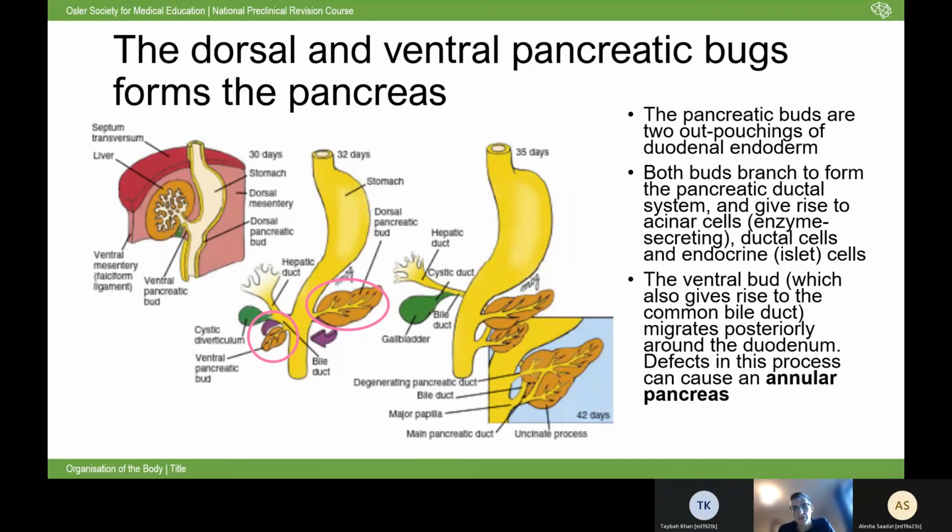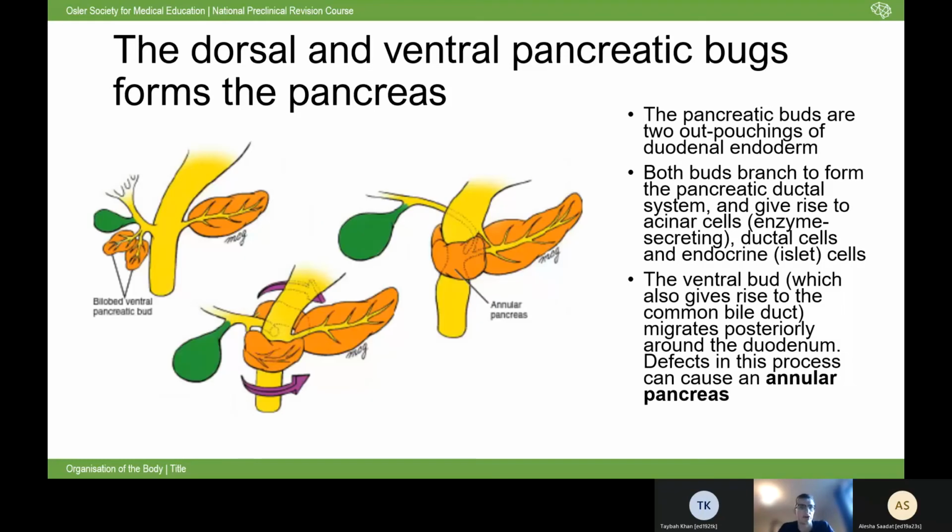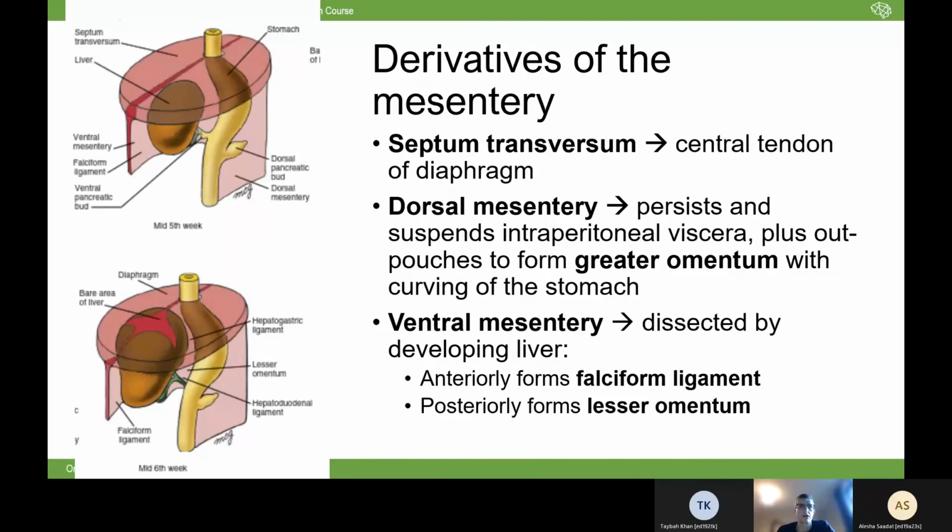If you get a problem with this migration, then you get a defect called an annular pancreas. The pancreas works fine, it's having a whale of a time, but your duodenum is strangulated, and you will get symptoms of obstructive bowel quite early on in development.